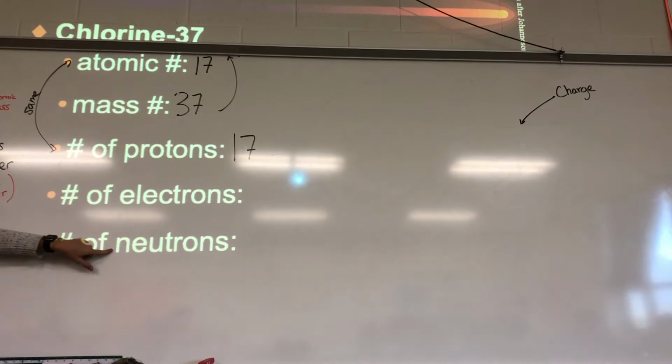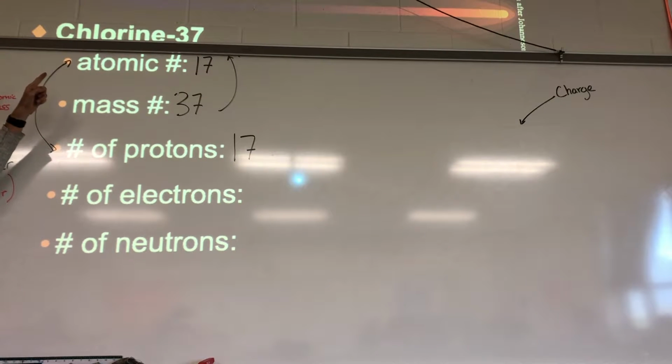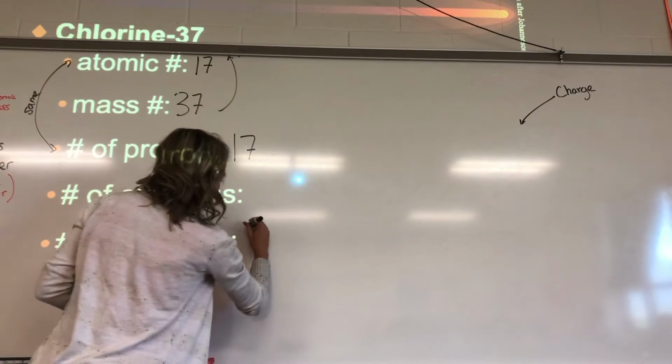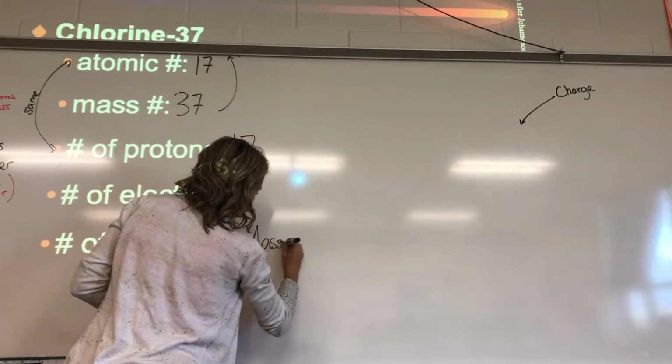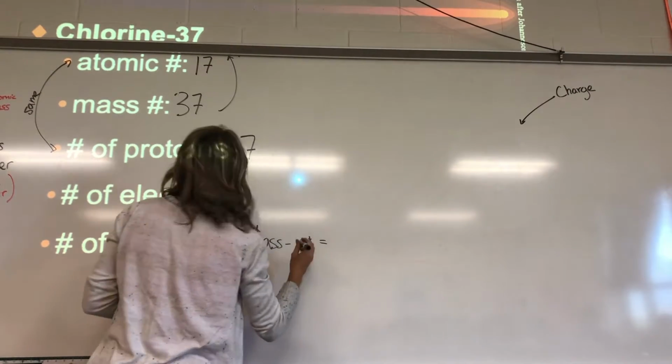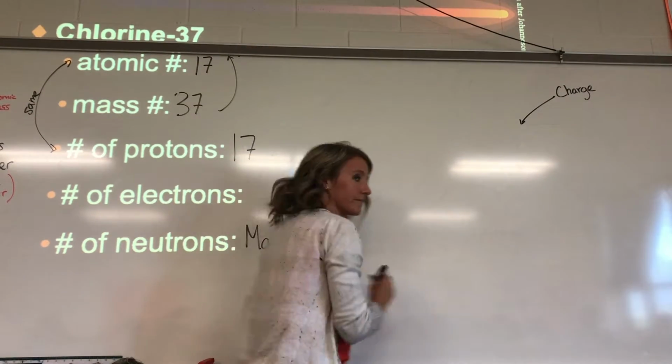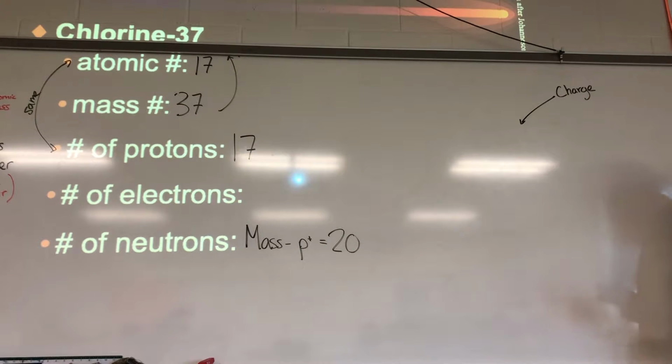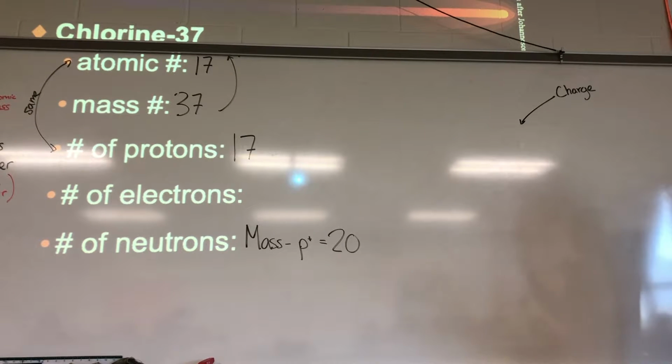Now, what's the relationship of neutrons with the mass? The mass times added. Good, so this and this add up to be the mass. So if I take mass minus protons, what does that give me, 20? I can find my neutrons. Keep in mind that all the mass of an atom is really in that nucleus, right? The video talked about how dense that nucleus is.